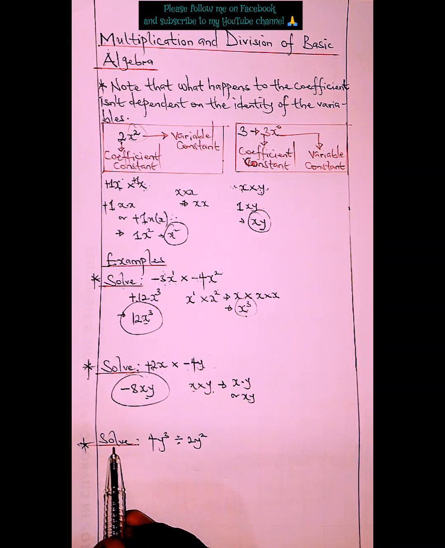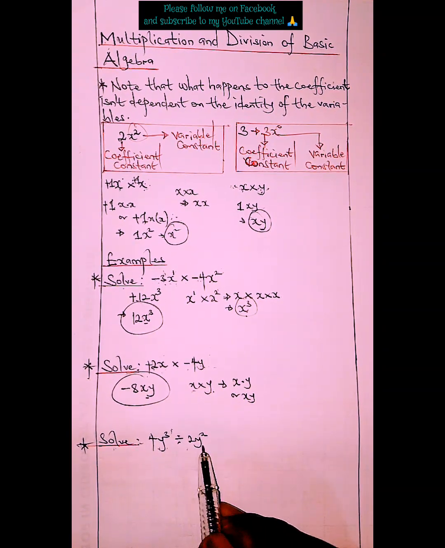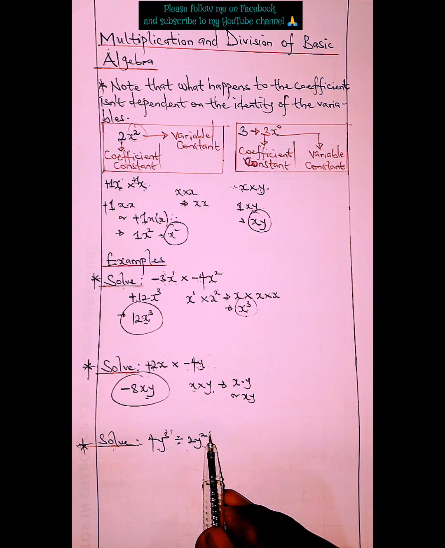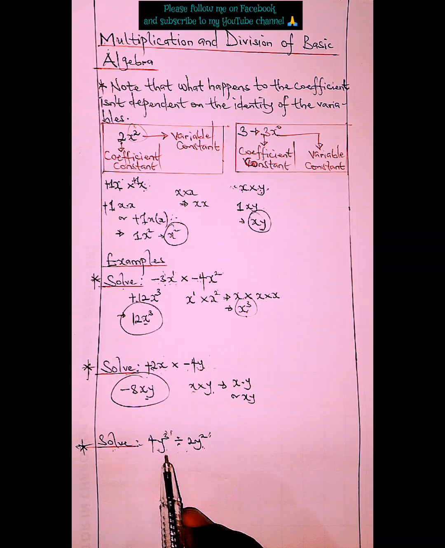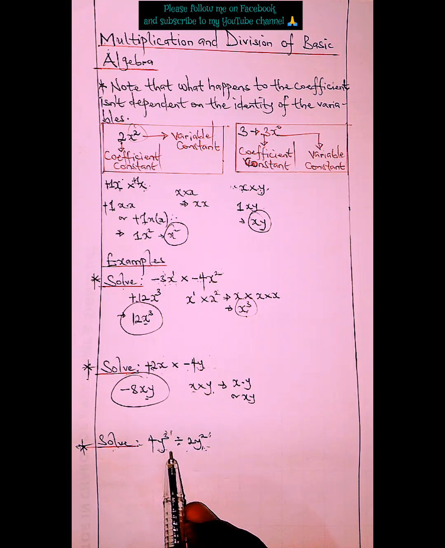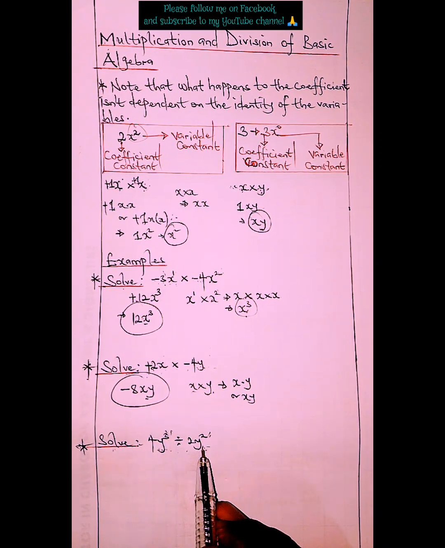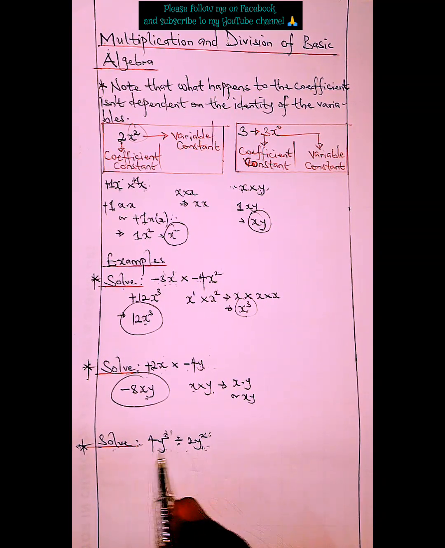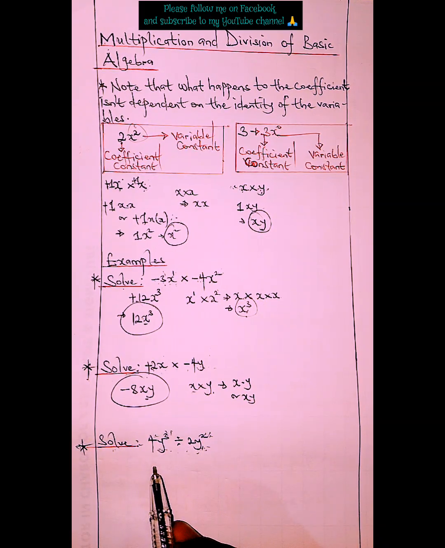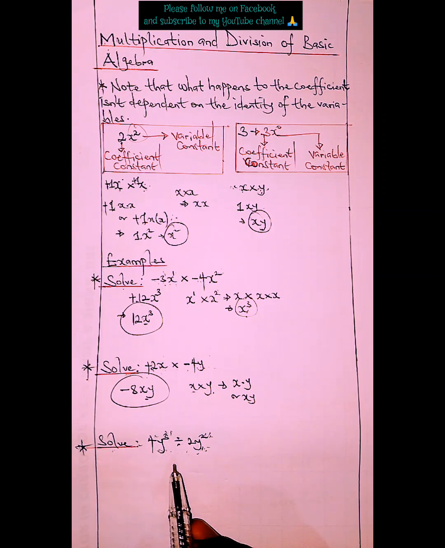Okay, here's a third example. Solve 4y cubed divided by 2y squared. Now, how do we solve 4y cubed divided by 2y squared? It's very simple. Don't forget, if we check out the variables that we have, this y is power 3, this y is power 2. Although we have the same base, the powers are different. It doesn't really mean the variables are different variables, but they are workable. We can work with them.